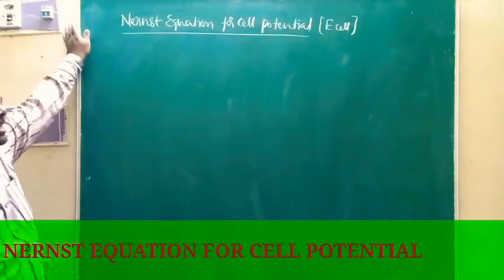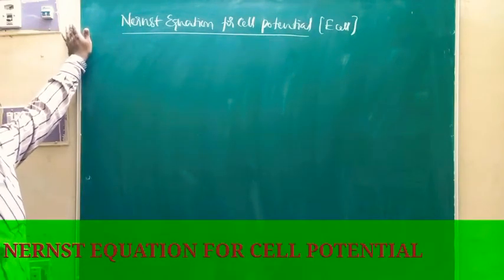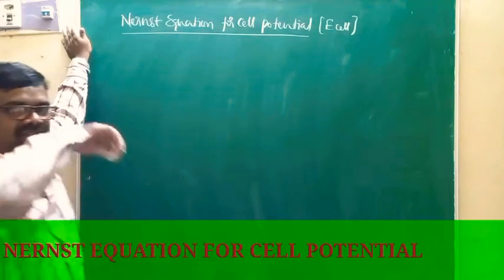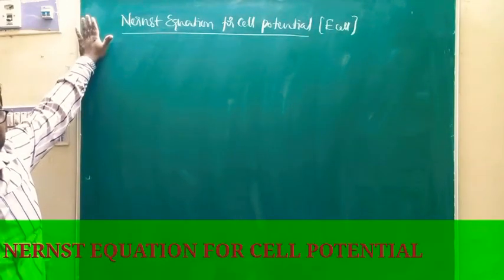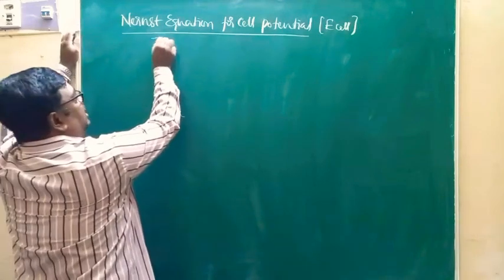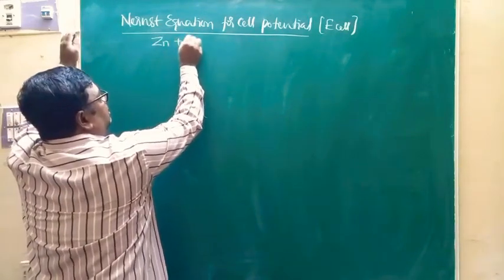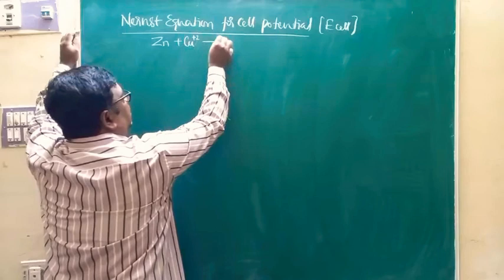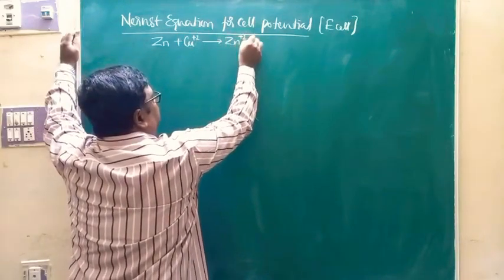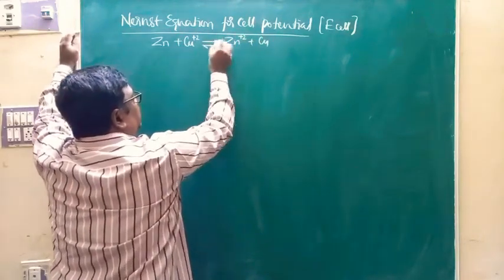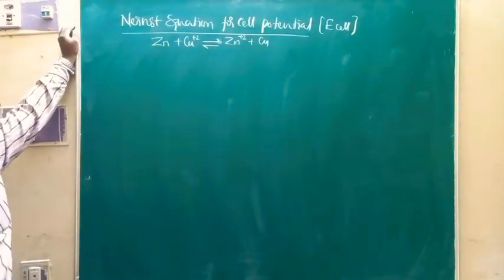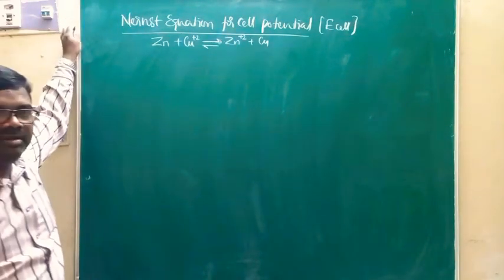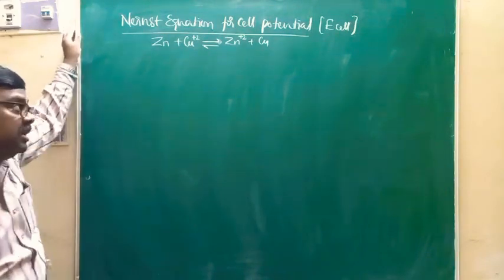And of course, as per your NCERT book, we need to obtain the cell potential for the Nernst equation by making use of the Daniell cell. For the Daniell cell, Zn plus Cu2+ gives Zn2+ plus Cu, and the reaction is reversible. This is the reaction going on in the Daniell cell. We have a copper electrode and a zinc electrode.